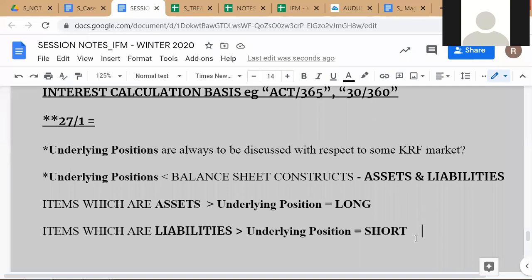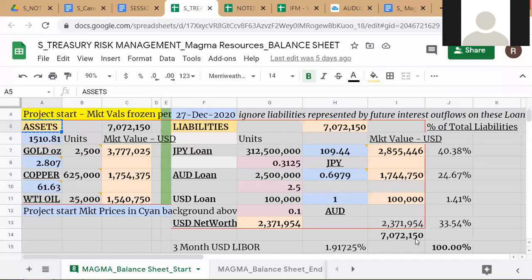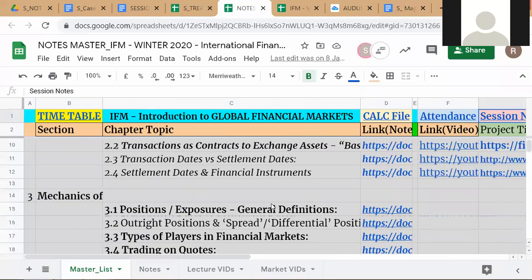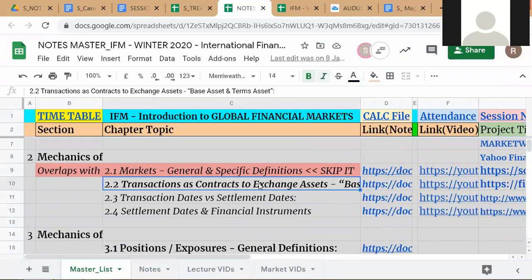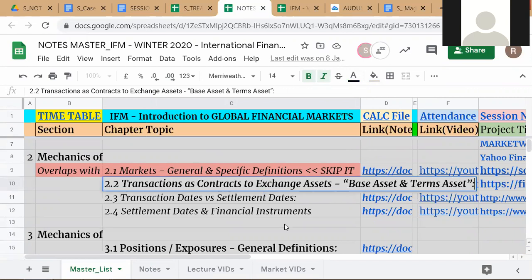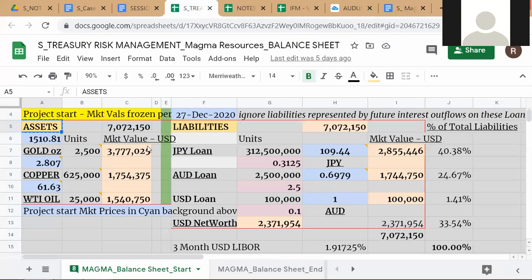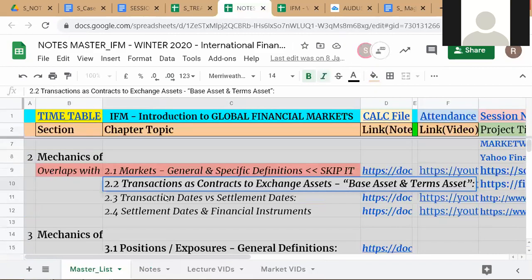Remember, if you go back to your notes, a transaction in a financial market is a contract to exchange assets, base asset and terms asset. All these loans, assets, liabilities have happened because you did a transaction. Although all this stuff came out of the ground, you can also think of it as if you bought it. So a transaction is a contract to exchange assets.